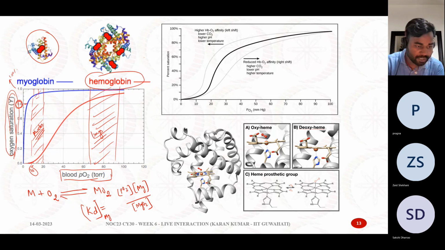While transporting, hemoglobin takes up all the oxygen. All the binding sites of hemoglobin are occupied by oxygen when the oxygen concentration is very high in the lungs, so it will be bound. When it goes to the muscles, it will release all its oxygen content. It is transporting from the lungs to the muscles. That is a good characteristic of a transporter.